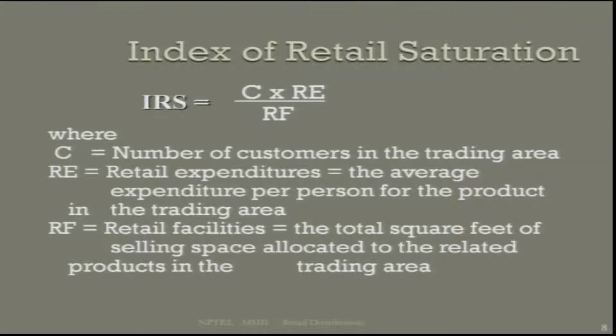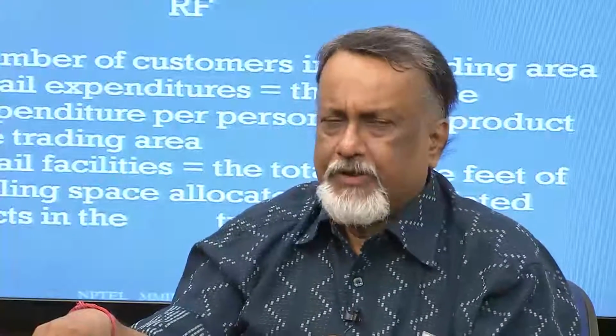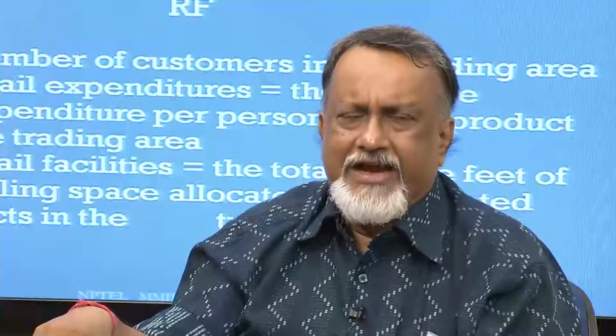And RF is equal to the retail facilities, that is the total square feet of selling space already allocated to the related products in that trading area. So, basically, expenditure per square foot multiplied by the number of customers in that trading area gives us some kind of retail saturation. So, the higher this number, the higher the concentration or saturation. Whatever opportunity you have for whatever category in which location, you can determine by looking at this index of retail saturation. So, this is a very good guide for location as well as layout and stocking decisions.